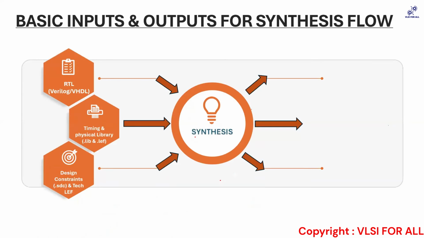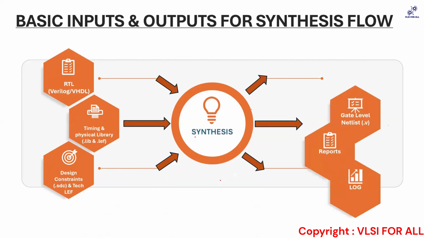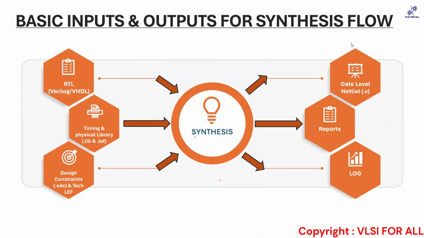The different kinds of inputs are, as I stated, RTL, which is register transfer logic, written in the format of either Verilog or VHDL. Then there are different kinds of libraries: physical libraries, timing libraries, and tech libs. And there is something called your SDC constraints. And the primary outputs generated are your gate level netlist, the different reports which are dumped, and your different kinds of logs. Okay, now let's move ahead.